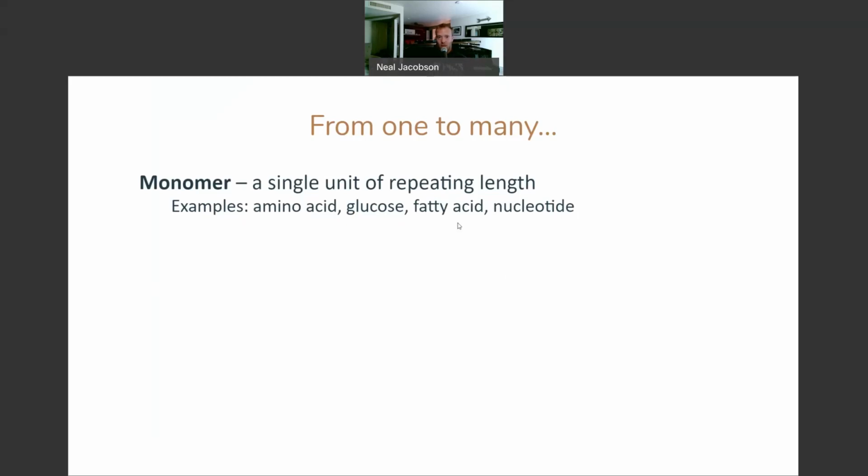Fatty acids, right? That's the monomer of a lipid, right? So lipids or fats are all made out of fatty acids. Nucleotides, that's DNA and RNA, right? Those are their monomer subunits, which get bonded to each other to make a polymer. And so polymer is just a chain of repeating monomers.